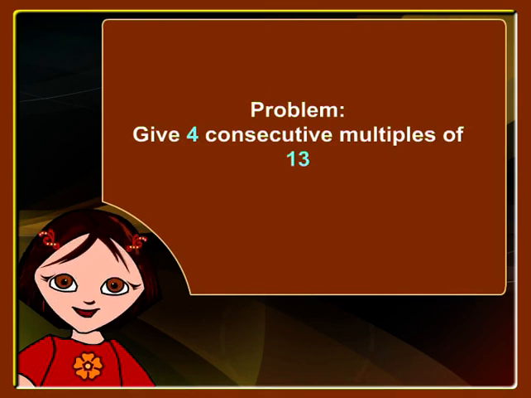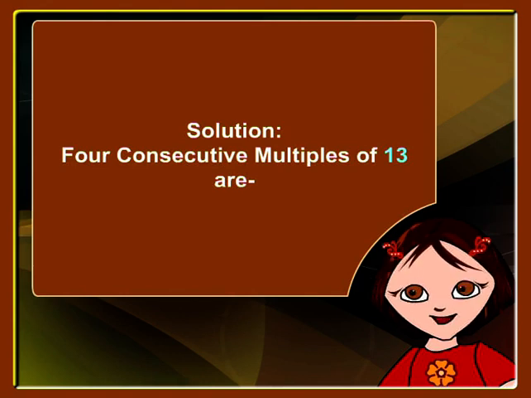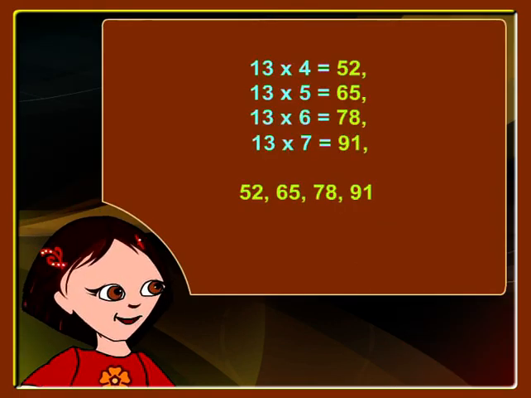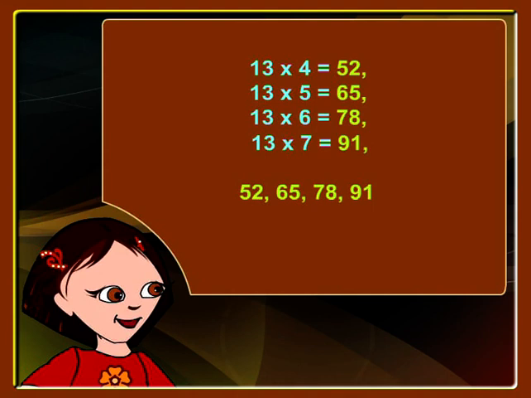Give 4 consecutive multiples of 13. Since the question asks for any consecutive multiples, we will multiply 13 starting with 4 till 7. 13 multiplied by 4 equals 52. 13 multiplied by 5 equals 65. 13 multiplied by 6 equals 78. 13 multiplied by 7 equals 91. So, the multiples are 52, 65, 78, 91.